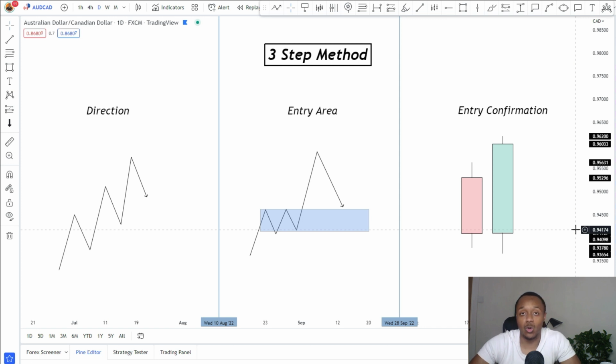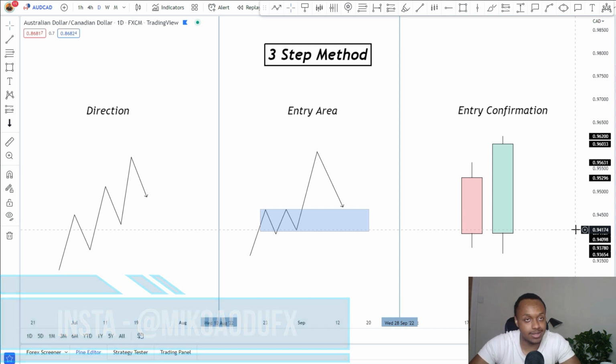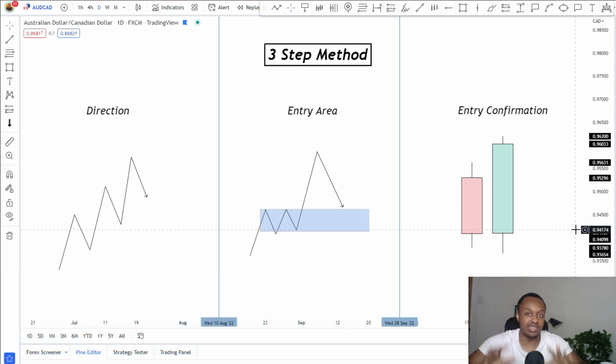So today, guys, we'll be talking about multi-time frame analysis, and I've got an easy 3-step method for you so you can fully understand it. A lot of people try to overcomplicate it, but this 3-step method should simplify things down. So guys, let's just get straight to it.